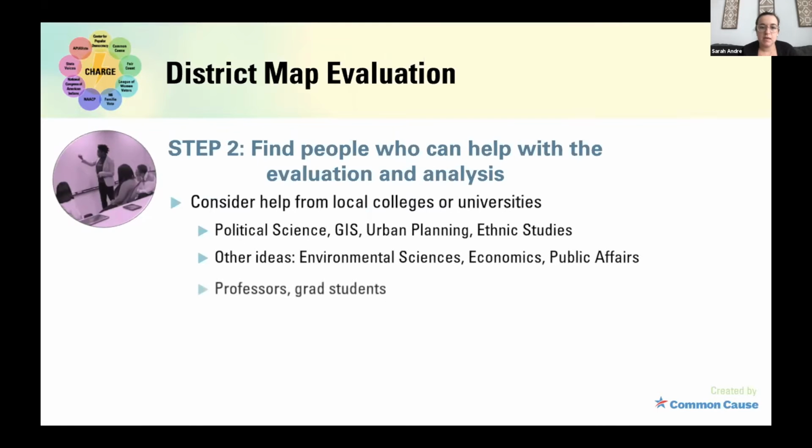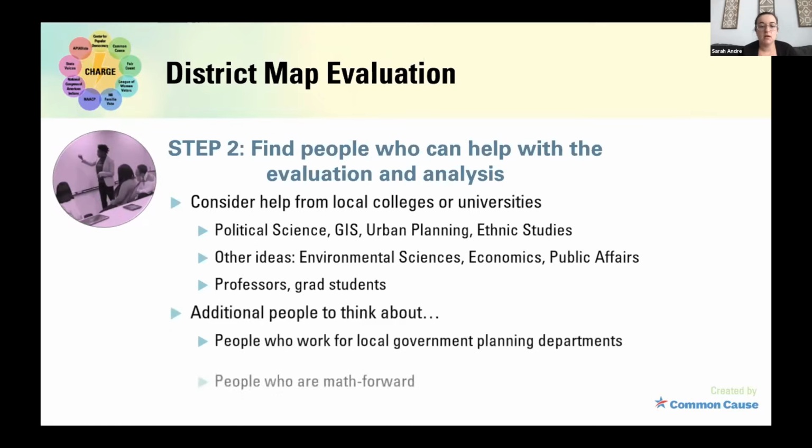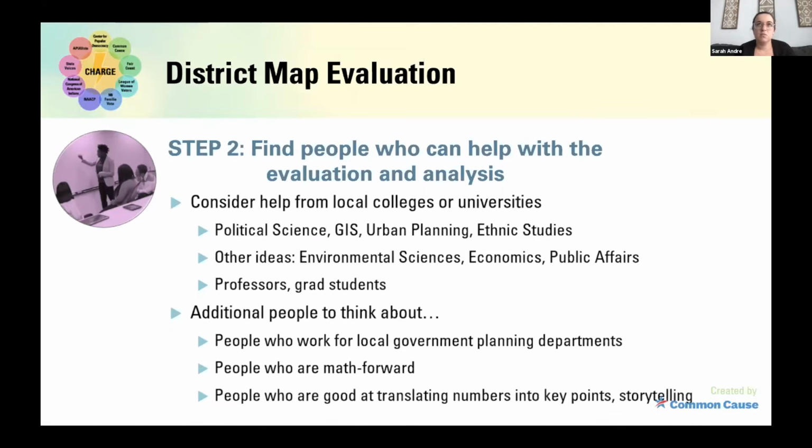And the next step will be to find people who can help with this particular detailed analysis. People that you can ask, you can consider people from your local colleges or universities. These can be professors, grad students, or even talented undergraduates. You can look for people who have experience manipulating shapefiles, so people with GIS skills, Geographic Information Systems programs, like Esri, ArcGIS. And you can find these people with GIS programs, urban planning, environmental sciences, and certainly also people with political science, ethnic studies, economics, and public affairs programs will also have some of the skills needed to analyze redistricting.